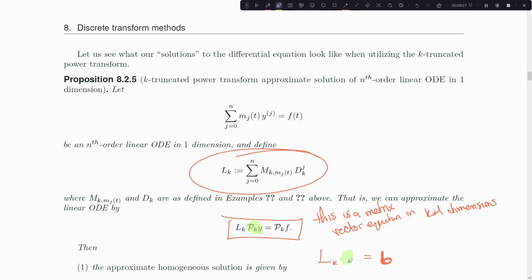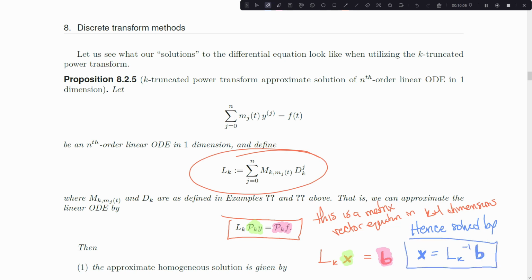So L is that, x is p sub k of y. We don't know what it is yet, we're going to solve for it. And b is p sub k of f. And we also don't know what that is. Well, we do know what it is, but we haven't defined f yet. And so we solve it, let's say hence solved by inverting L. You just have that x is L_k inverse on b.